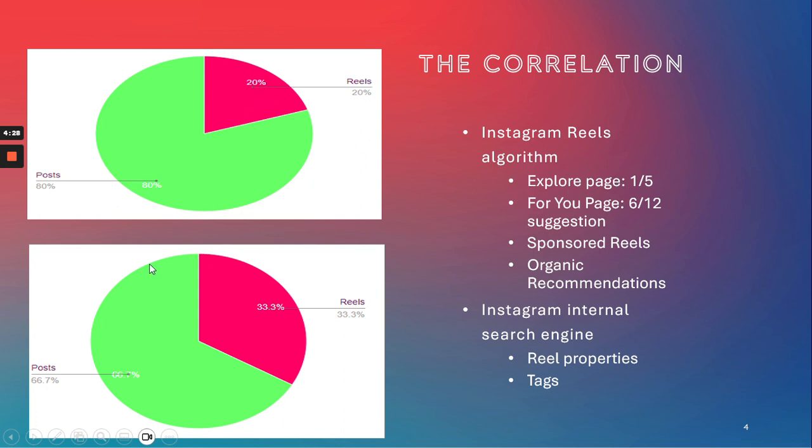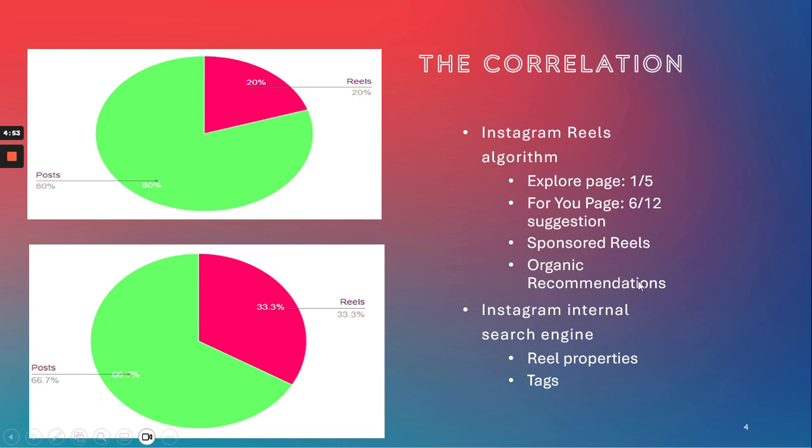On my For You page, I found that for every 18 posts and reels I saw, 6 of them were reels and 12 of them were posts. This is important because although much of these posts or much of these reels were organic content, there is a very real opportunity here for sponsored reels to find their way in.